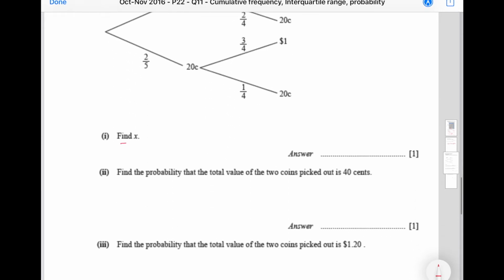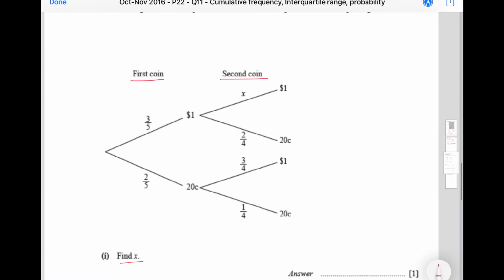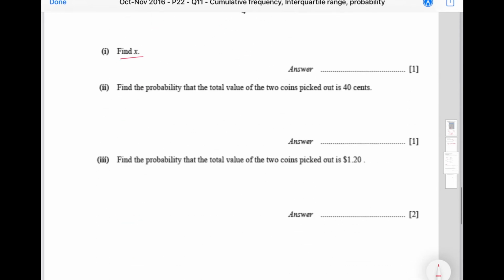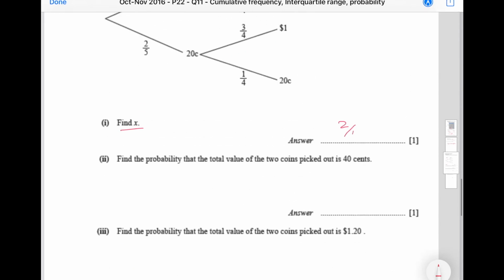Part 1 says find X. Of course, if one of the coins picked out is a dollar coin, then only two coins are left out of 4, so the probability for X is 2 over 4.